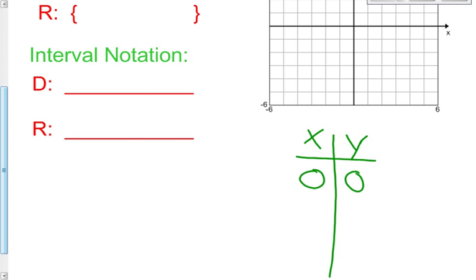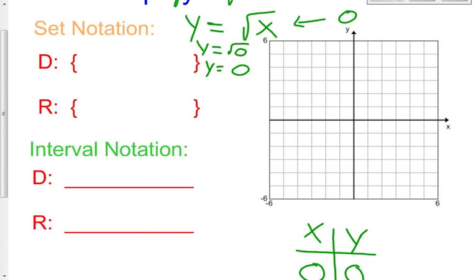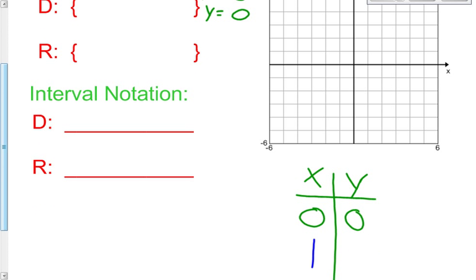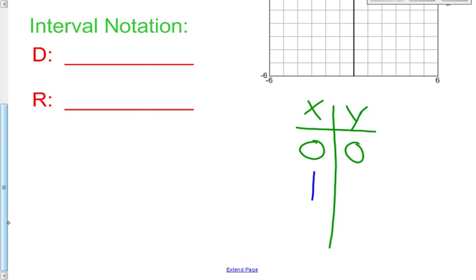Easy enough. Let's ask ourselves another question. Let's put in another convenient point. The square root of, let's say, 1. We know what the square root of 1 is. If x equals 1, then we would say y equals the square root of 1. And what is the square root of 1? Obviously, it is 1. 1 times 1 is 1, so the square root of 1 is 1.